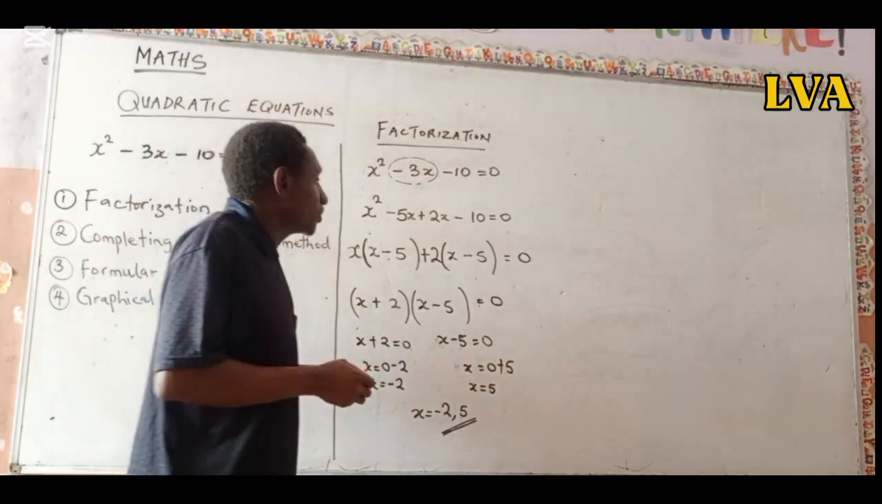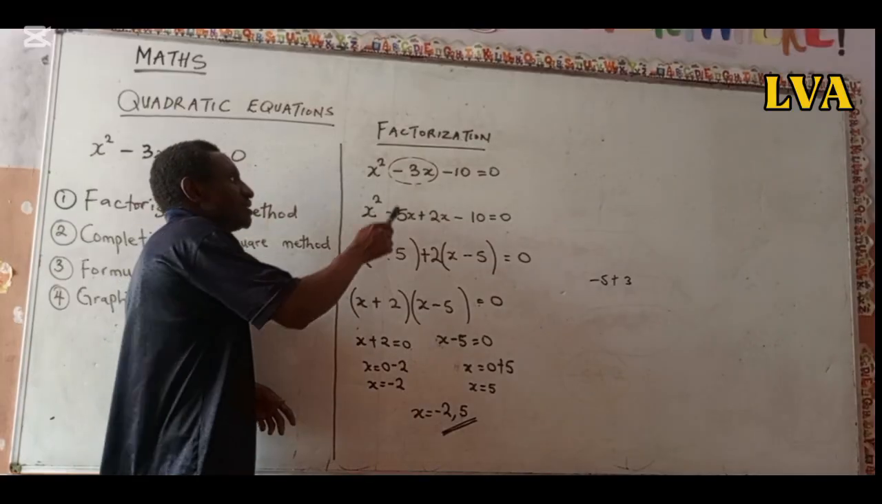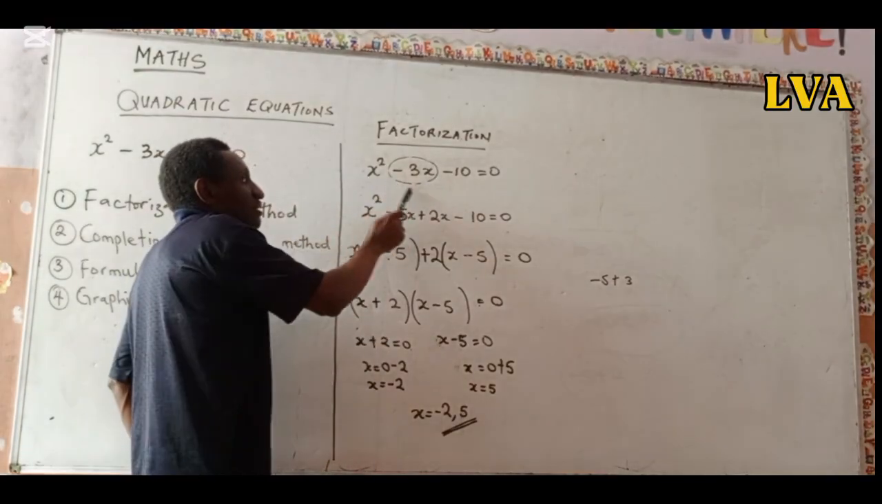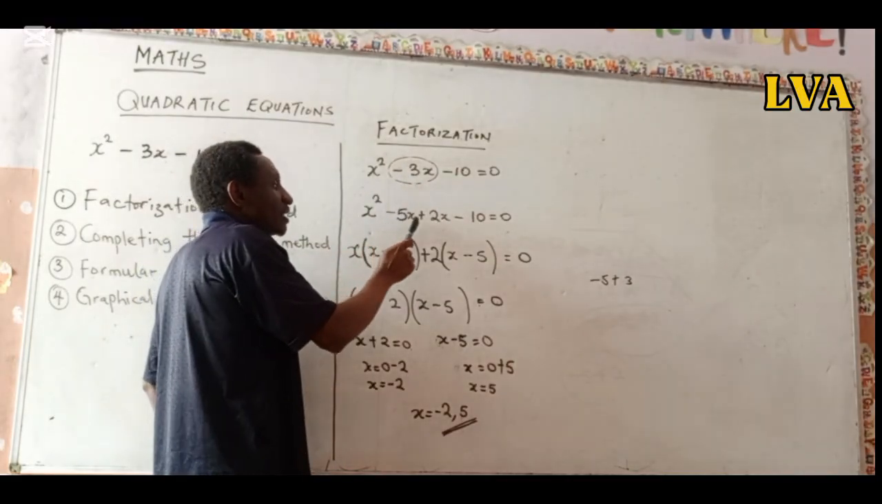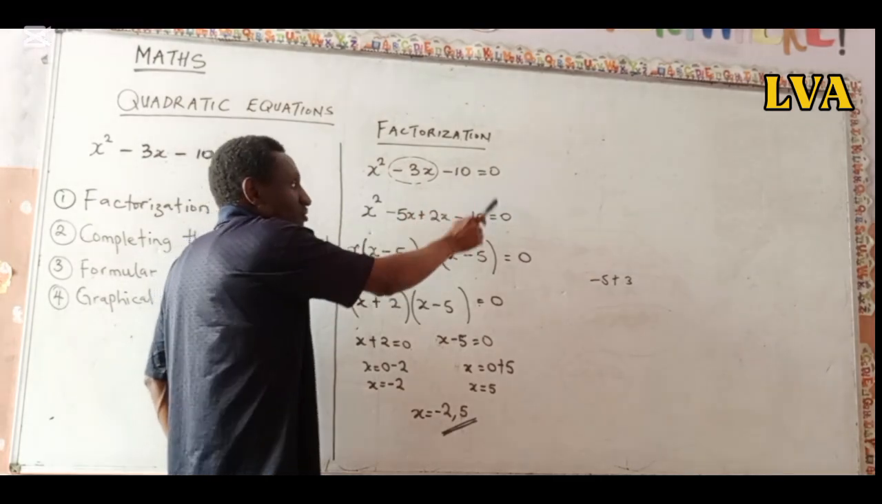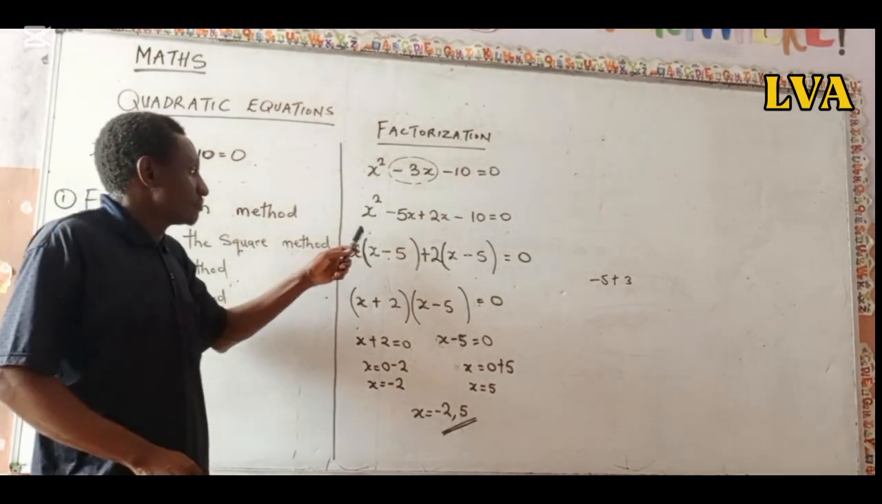Those two numbers, which are minus 5 and plus 2, now replace the minus 3x that was here. That's why in the place of minus 3x, I'm now having minus 5x plus 2x. And this minus comes down, and 10 comes down, and then equal to 0 comes down. At this point, you see what I did here.